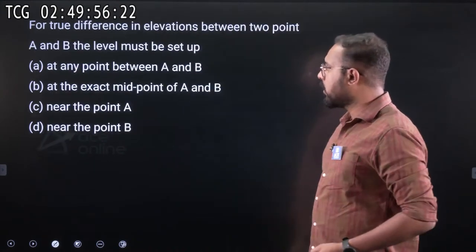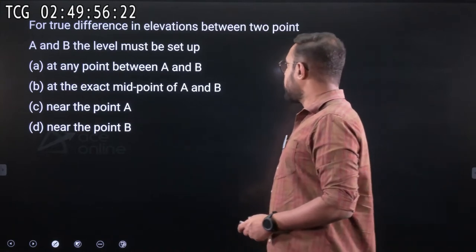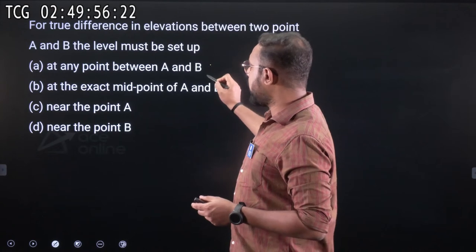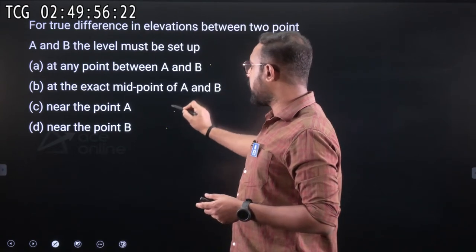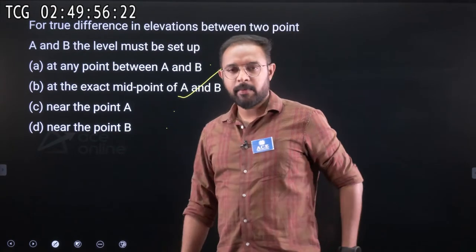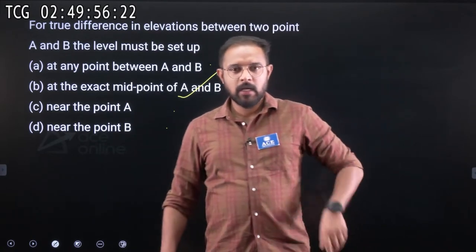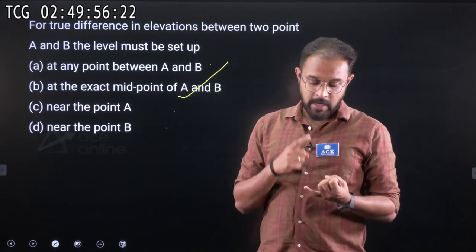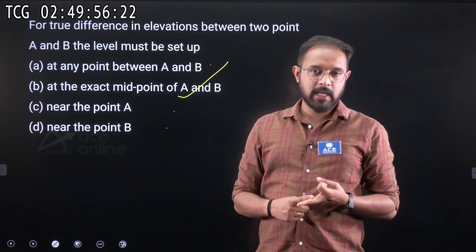For the true difference in elevation between two points A and B, the level must be set at any point in between A and B, the exact midpoint, near A, or near B. What is the answer? Exactly at the midpoint. What is the advantage? Look, there are three errors in my leveling work: error due to curvature, error due to refraction, and collimation error.